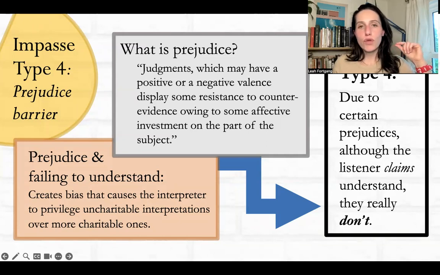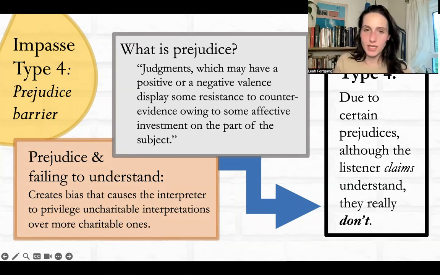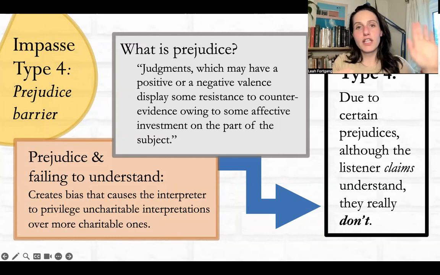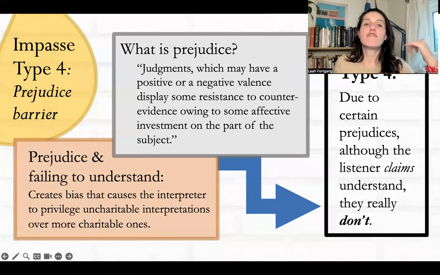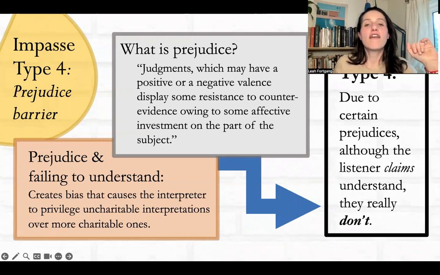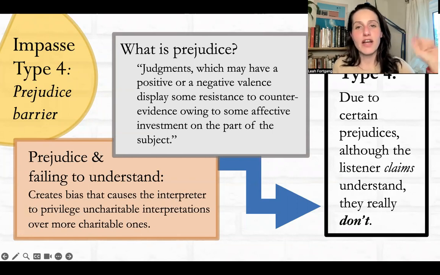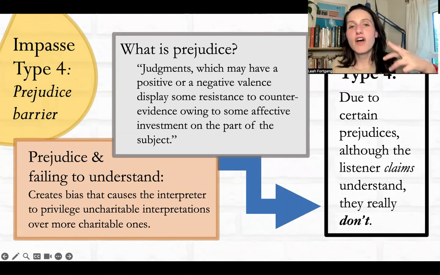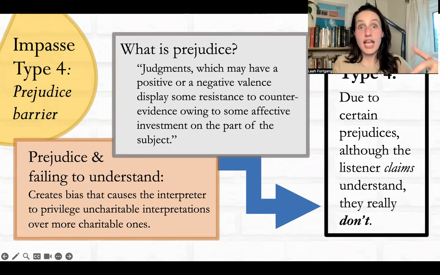So, kind of like I was talking about with oppression, prejudice is a big old thing. There's a bunch of different ways to define it. Anderson specifically understands it as judgments that have positive or negative valence that display some resistance to counter evidence owing to some affective investment on the part of the subject, which is a very complicated way of saying there's a positive or negative association with how someone appears or an aspect of their identity.